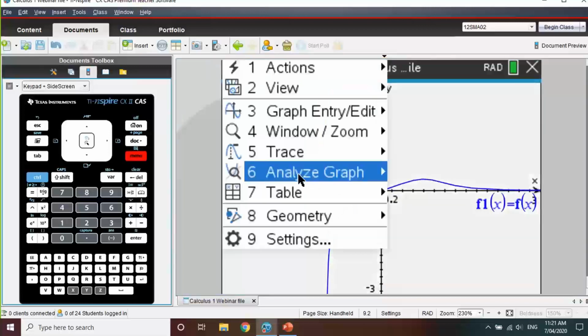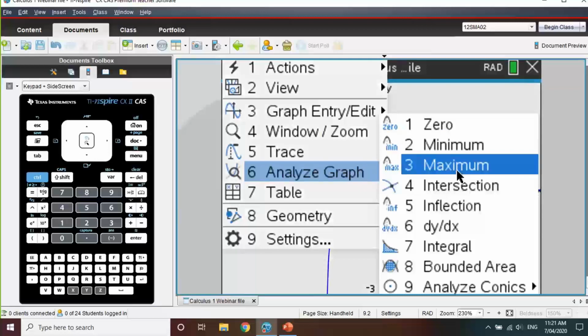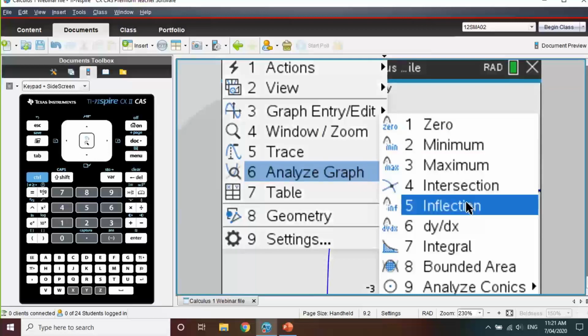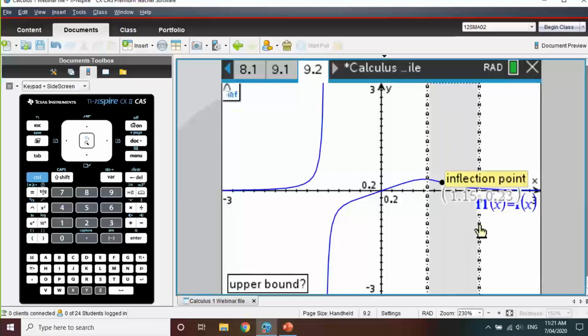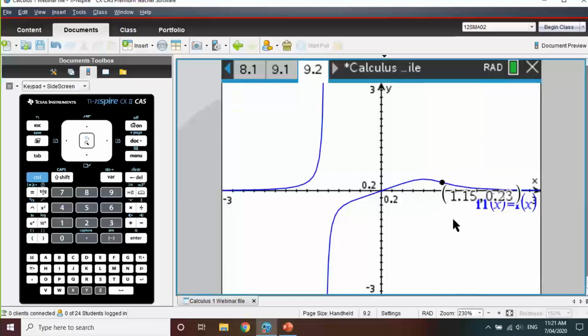So once again, menu, Analyze Graph. There we go. So again, click to the left of where we think it is, hover over, and bang, there we go. 1.15 and 0.23. Okay. So that's yet another efficient way. If we just wanted the point of inflection, maybe it's a 1-mark question, that's a really efficient way of finding the point of inflection, correct to 2 decimal places.